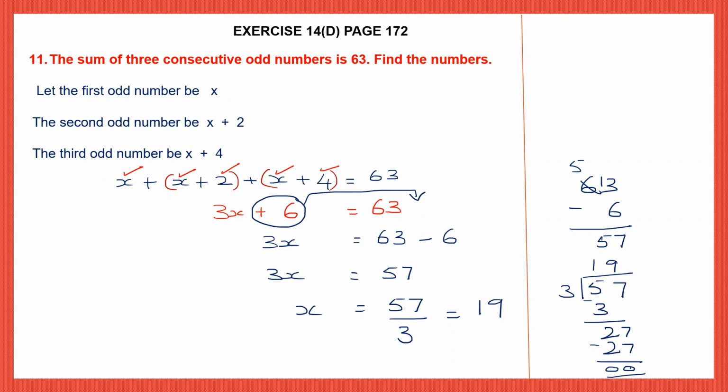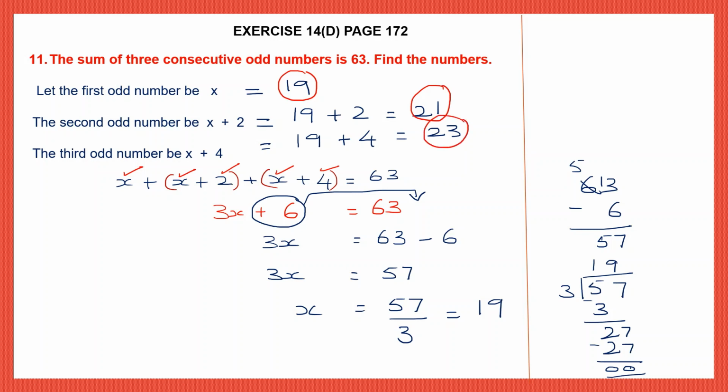So we have found the first odd number, x is equal to 19. The second odd number is x plus 2, that is 19 plus 2, which is 21. And the third odd number is x plus 4, so that is 19 plus 4, which is 23. So what are our numbers? Our numbers are 19, 21 and 23. So let's write down the answer here. The answer is the three numbers are 19, 21 and 23. So these are the three consecutive odd numbers.